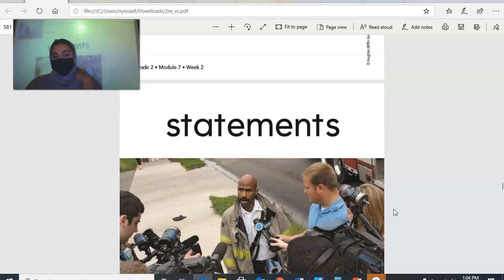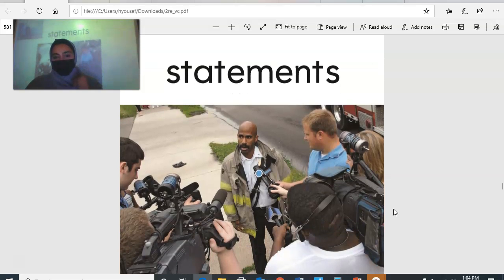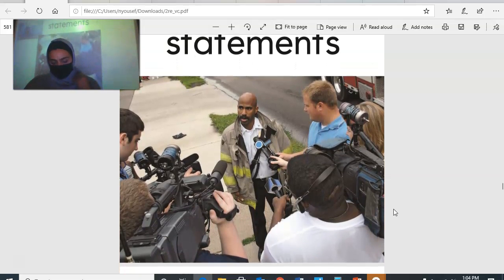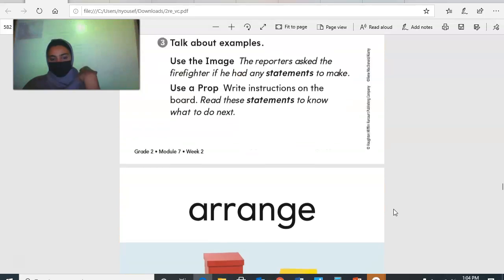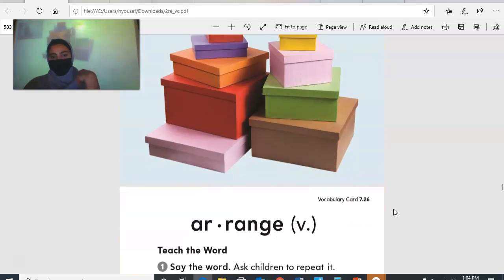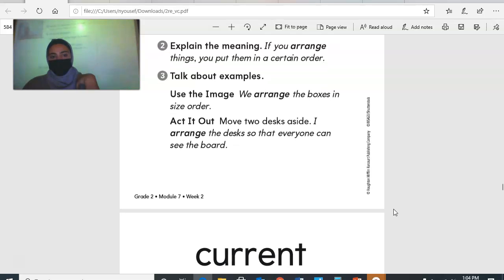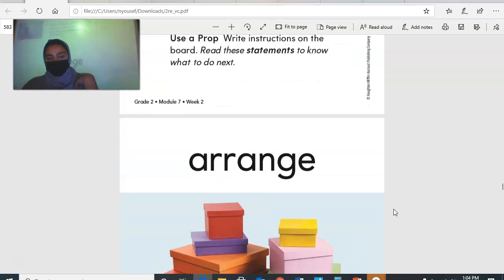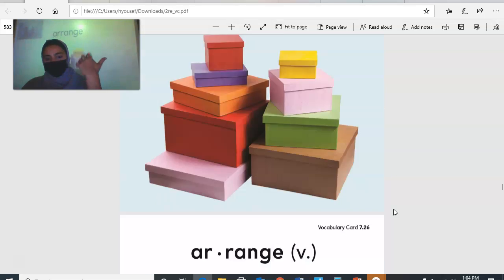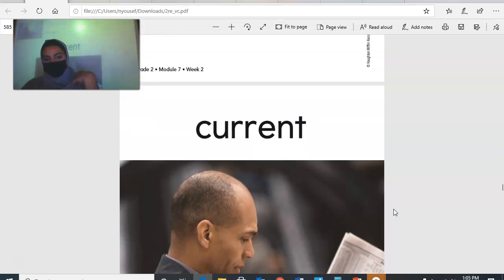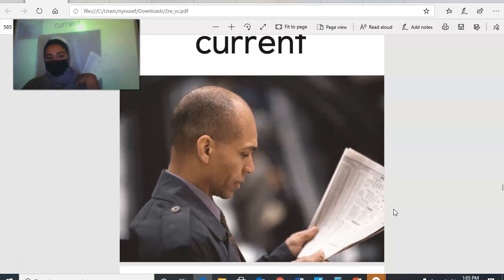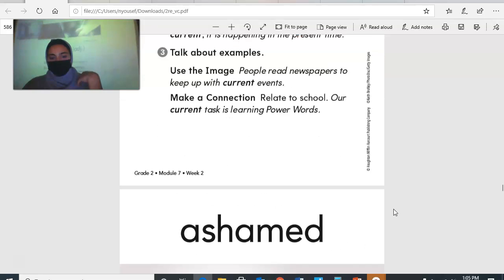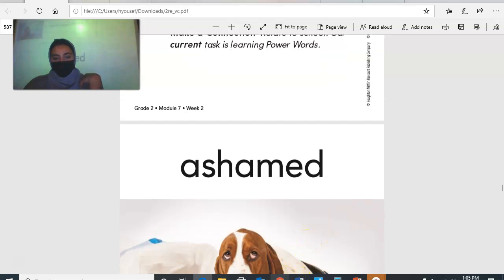Anyway, we talked about statements. Statements are words or sentences that people said or wrote to share information. So a statement is something you would say to share information. Arrange, here are the boxes. If you arrange things, you put them in a certain order. Here they put them in the order of size, smallest to largest or largest to smallest. And then current, he's reading the newspaper. He's looking for current news. Current means like recently or now or something that's happening like now. Okay? All right.